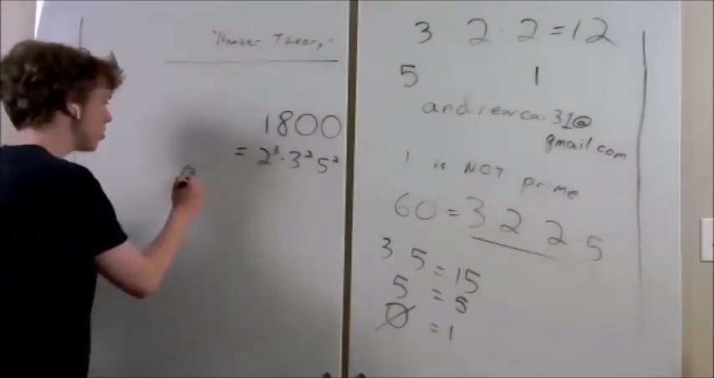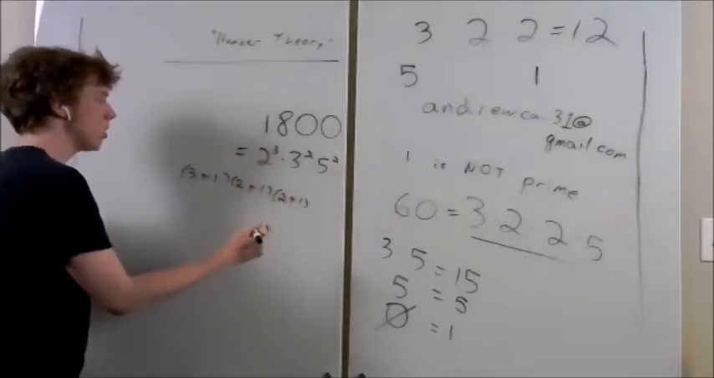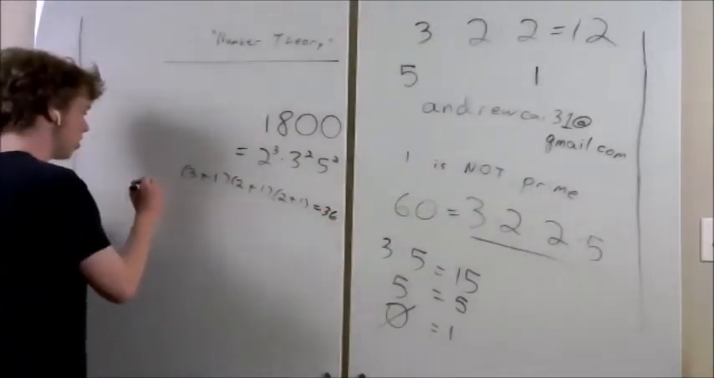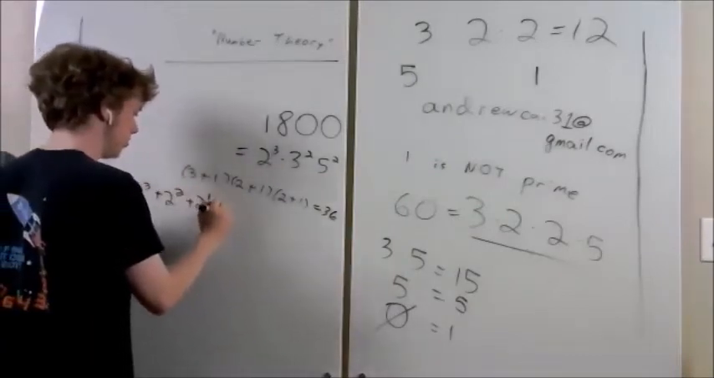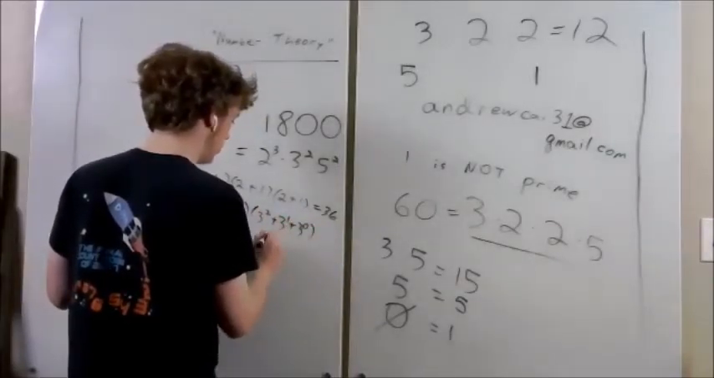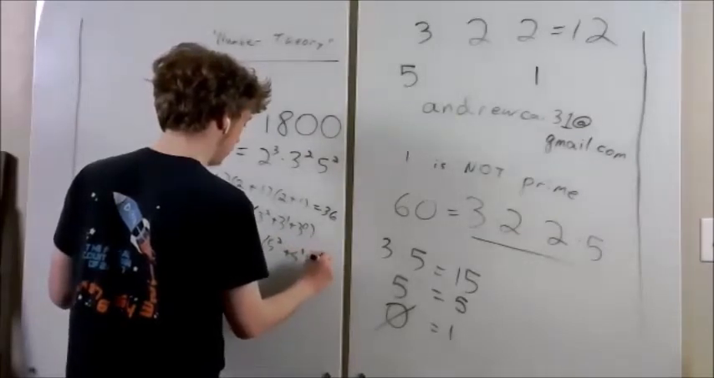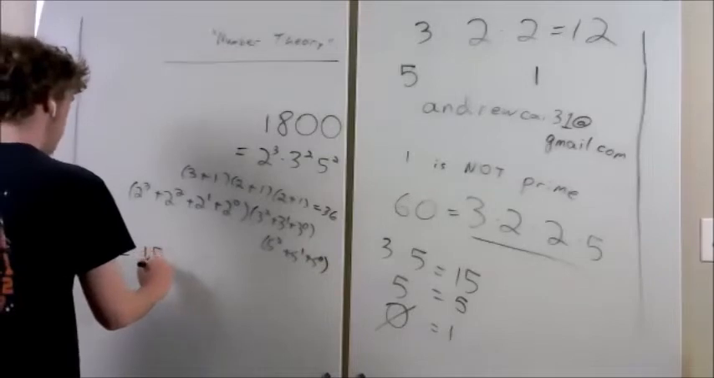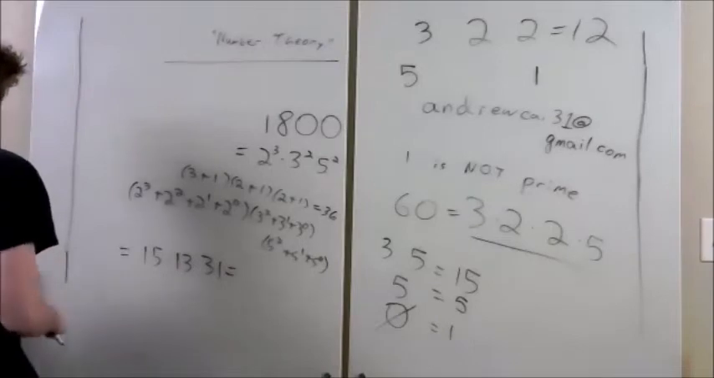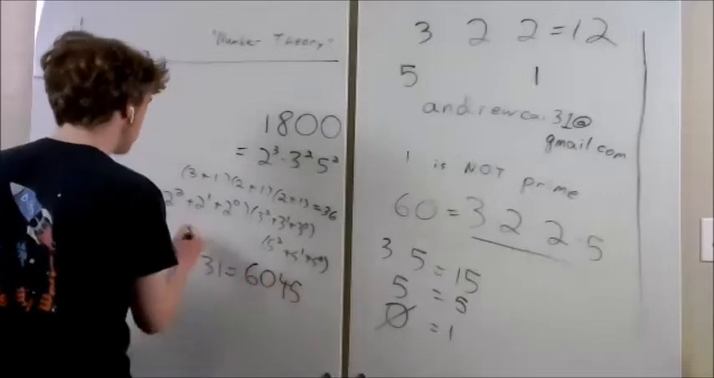So then the number of divisors is just 3 plus 1 times 2 plus 1 times 2 plus 1, which is 36. And then the sum of the divisors is this. And then you can just see that this is 15 times 13 times 31, which is 6,045.